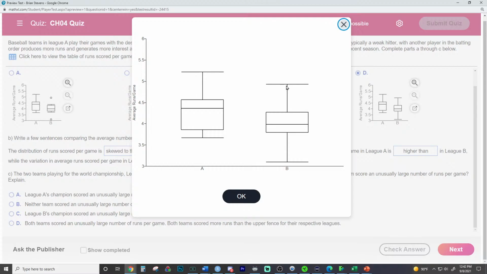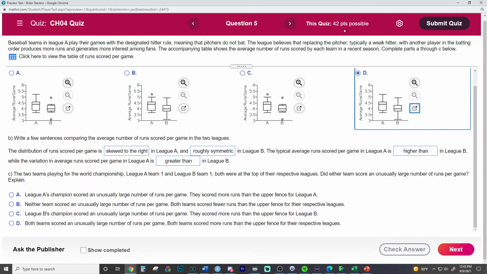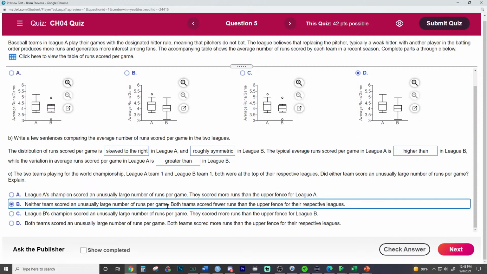Now they're high. This top of the whisker is the highest point, but it's not an outlier, which is unusual. We chose the one with no outliers because remember we didn't jump right here. So are either of these teams unusual? I mean, they're high. That's a lot of points, but that's not really that unusual because they're above the mean, but not really far. They're above the median, but not really far above the median. Neither team scored an unusually large amount of runs.